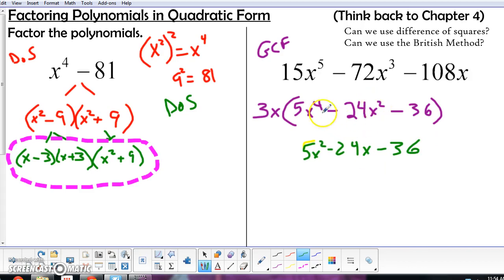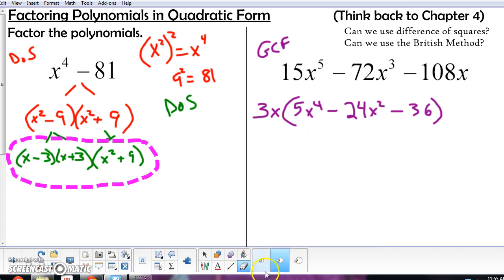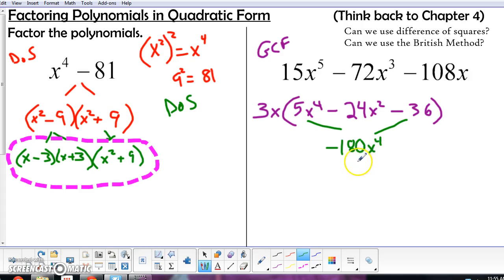So even though it's x squared and x to the fourth, this term right here, x squared, is the square of this variable here. So x to the fourth is the square of x squared, and I have a constant at the end. This is going to behave like a quadratic function would and can be factored just like this quadratic function would. And we'll get to factoring using the British method. So I'll start by multiplying the first term times the last term, which will be negative 180x to the fourth. Now the variables here are key. I then need factors of negative 180x to the fourth that add up to negative 24x squared.